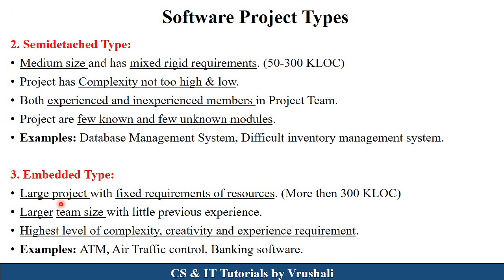There are some large projects. They have some fixed requirements of resources, and they have more than 300 lines of code in the particular project. For a large project, a large team size is required, but they work on some real-time projects. They have little previous experience as per the past projects. Embedded type of project includes a higher level of complexity, creativity, and experience. They have a very tight deadline in the particular project. The examples are ATM, air traffic control, banking software, and some real-time projects. So COCOMO model is applied on these three types of projects.